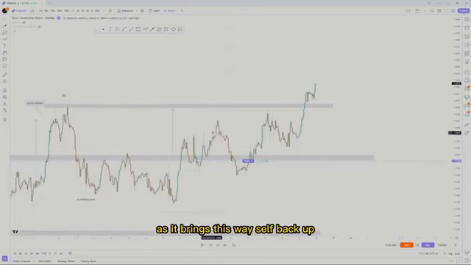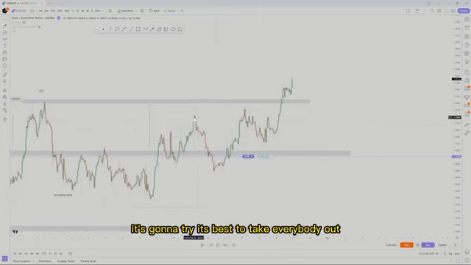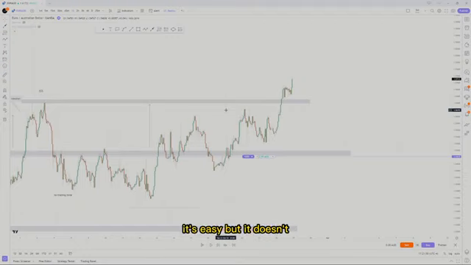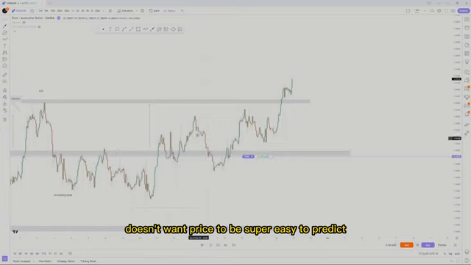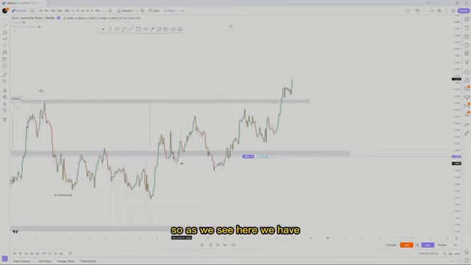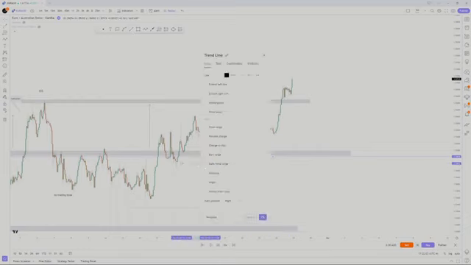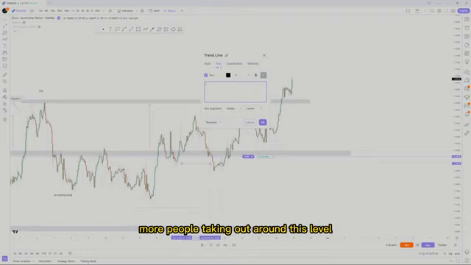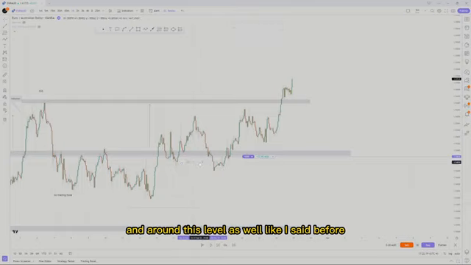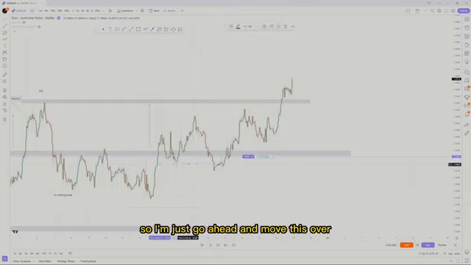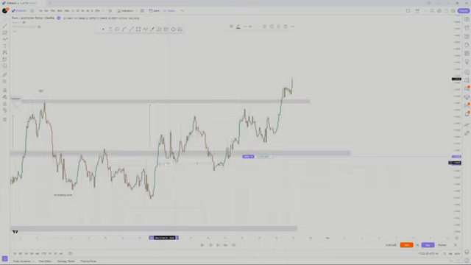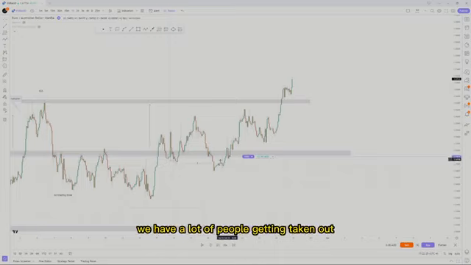As it brings itself back up, it gives us a new high, and like I said again, it's going to try its best to take everybody out because trading is easy, but the market doesn't want price to be super easy to predict. So then it comes out taking out all the people here as well. So as we see here, we have more people taken out around this level, more people taken out around this level and around this level as well, like I said before. So I'm just going ahead and move this over. We have a lot of people getting taken out.